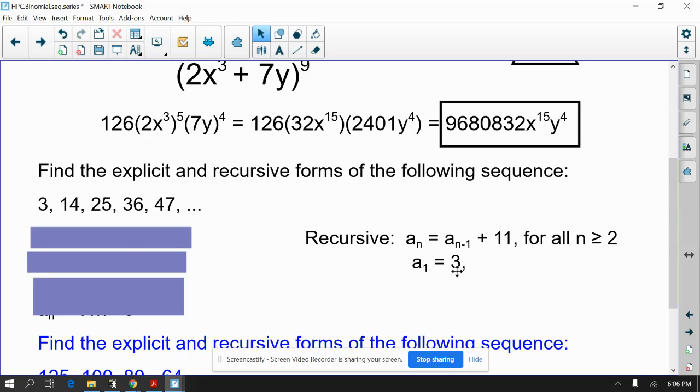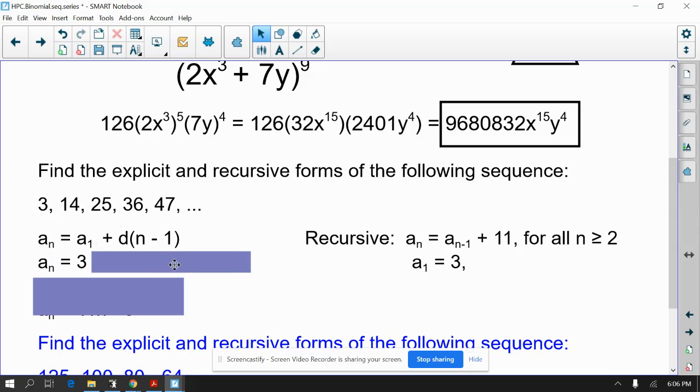Well, you have to state that. You have to state the starting point. The first term is 3. And then you can get the second term by taking the first term plus 11. Then you can get the third term by taking the second term plus 11, and so on and so on. That's recursive. Explicitly is this, the first term plus the common difference times n minus 1.